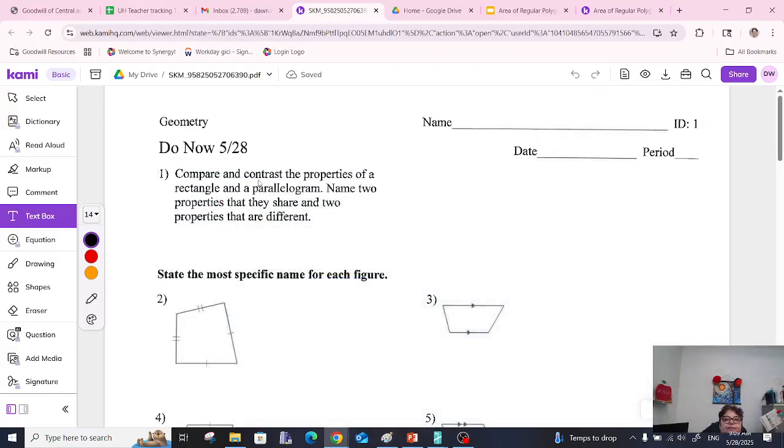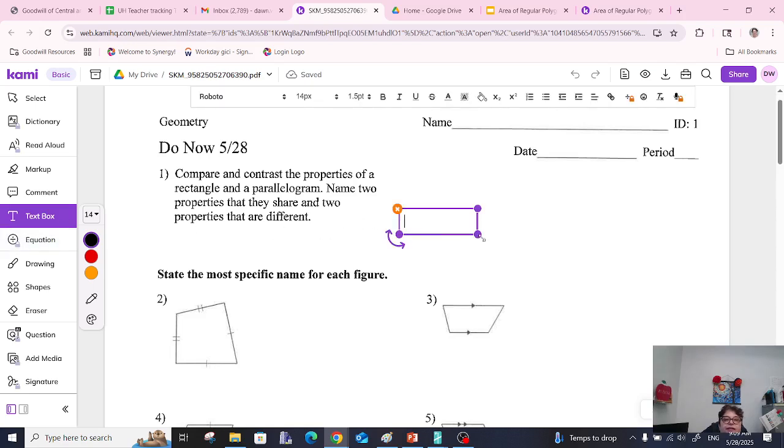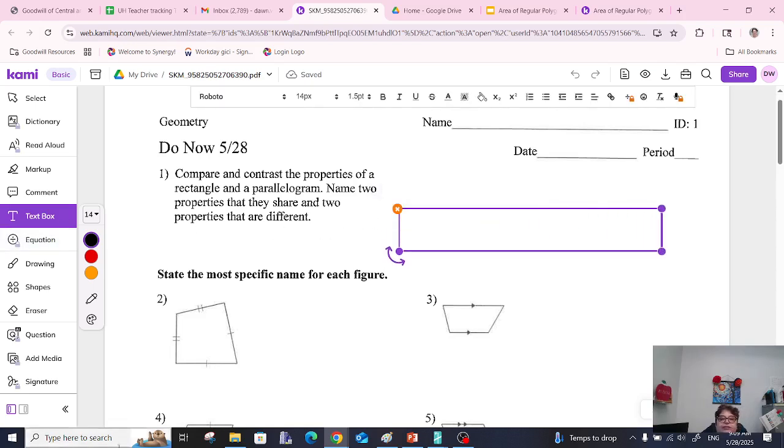So it asks here, compare and contrast the properties of a rectangle and parallelogram. Name two properties that they share and two properties that are different. Okay? So here, I would put on here, what do they share? What do you think? If you look in your chart about rectangles and parallelograms, what properties do they have that are the same?